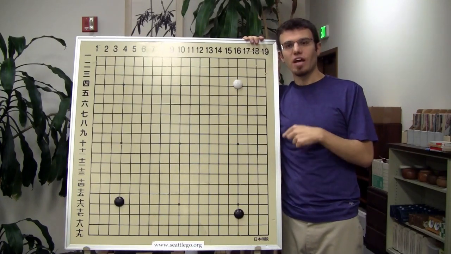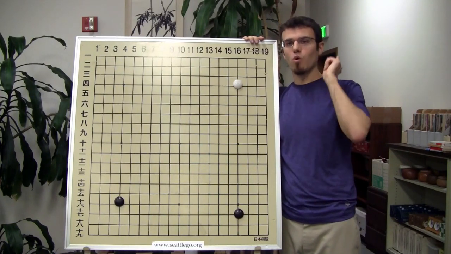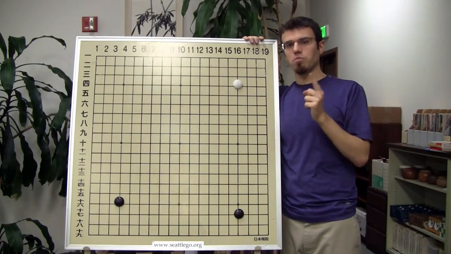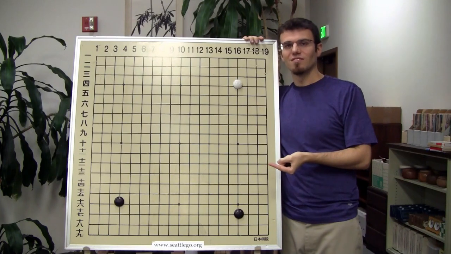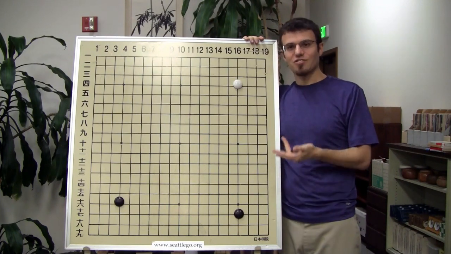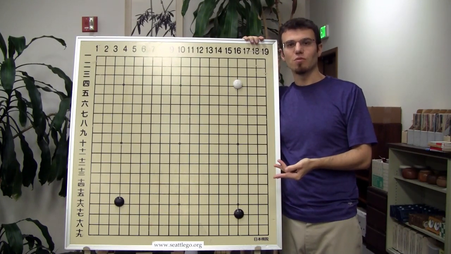Black is making the board asymmetrical. Black wants to make one side of the board biggest. But what is black's incentive to do that? Why does black want to make one side of the board biggest? Because black gets to play in the middle first. Because black gets the first move in an asymmetrical sequence.